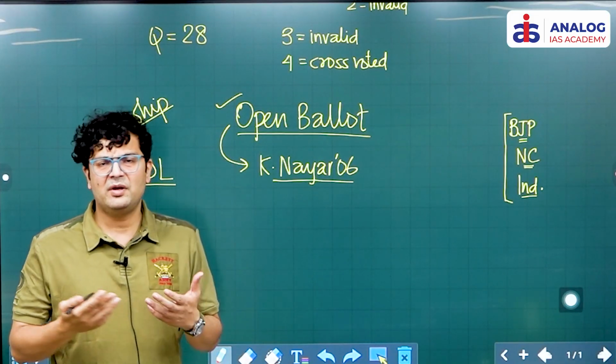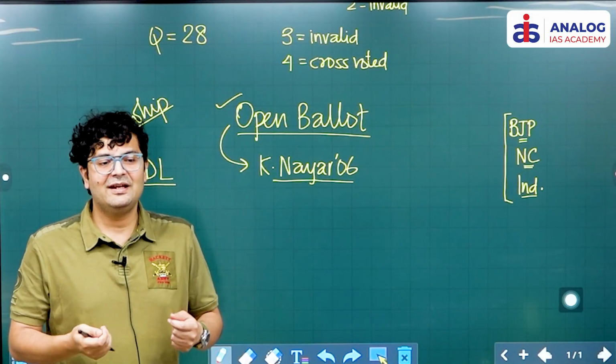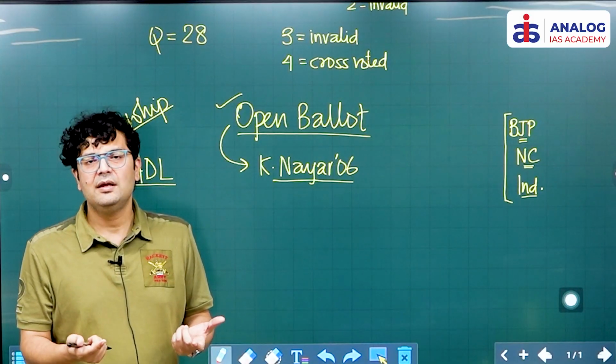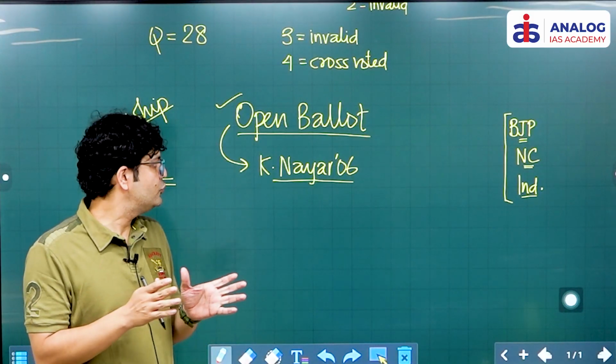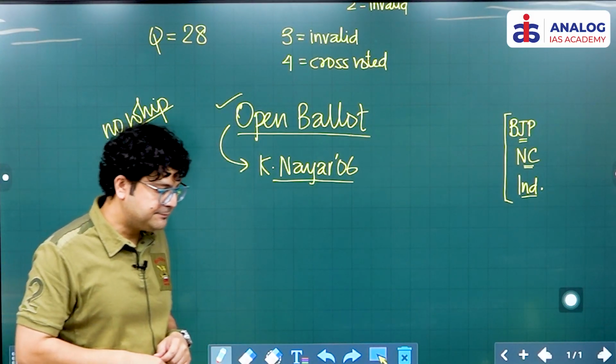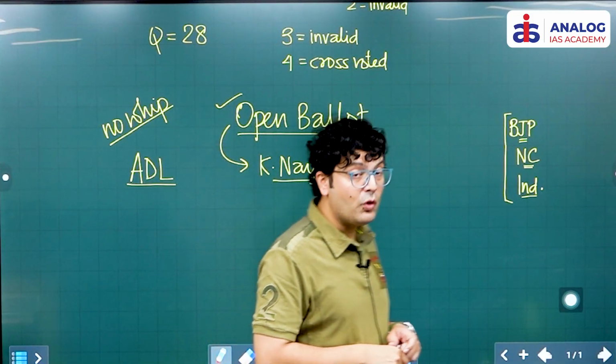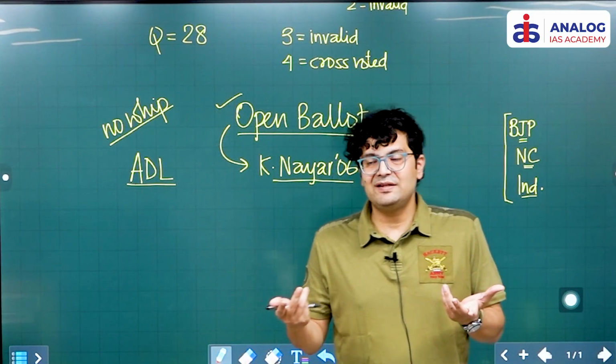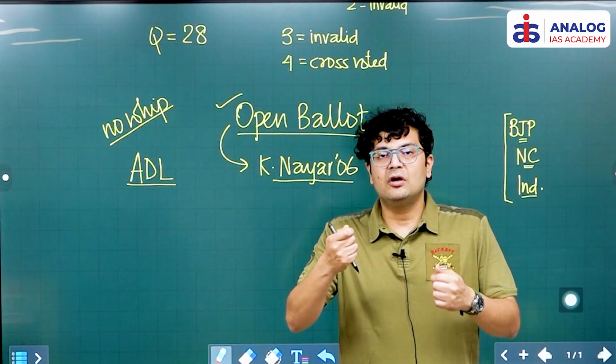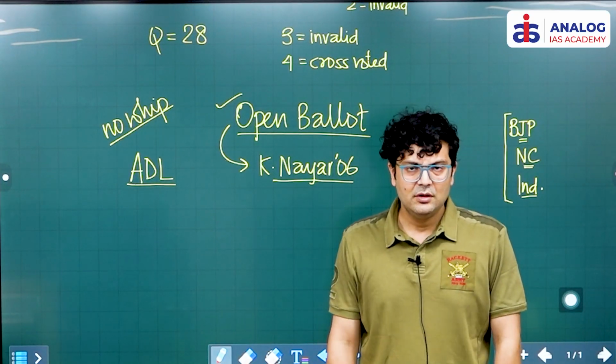Cross voting is pretty common. If not cross voting, then invalid votes are cast deliberately. So these issues do come up. And as far as what is going to happen to those people, let's say if a National Conference MLA had cross voted, what will happen?